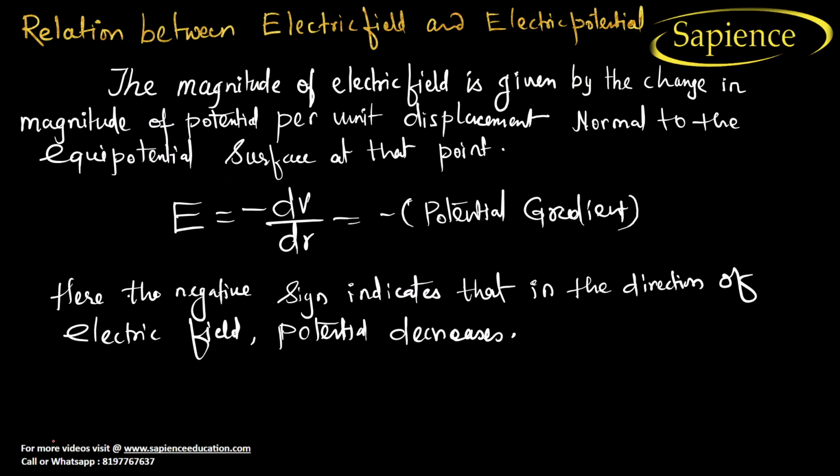A very important thing: the relation between electric field and electric potential. The magnitude of the electric field is given by the change in the magnitude of potential per unit displacement normal to the equipotential surface at that point. What do you mean by this? See here. Let us consider this is a charge Q.